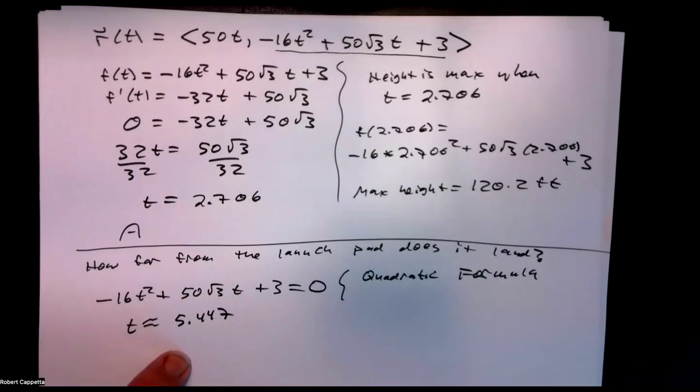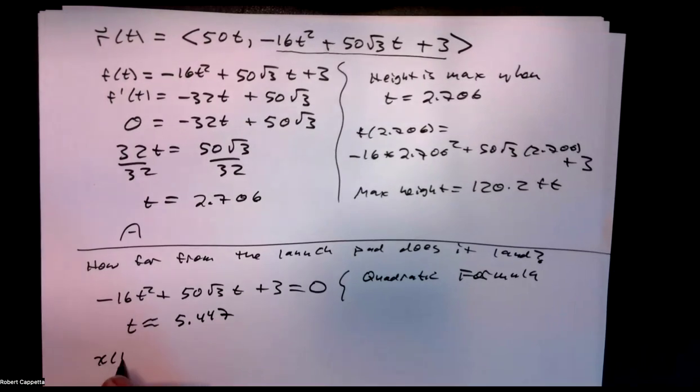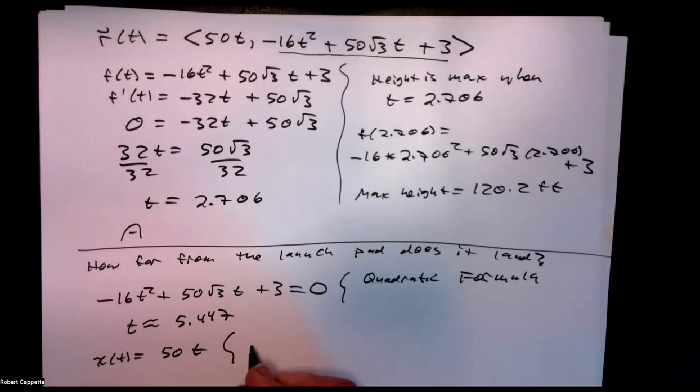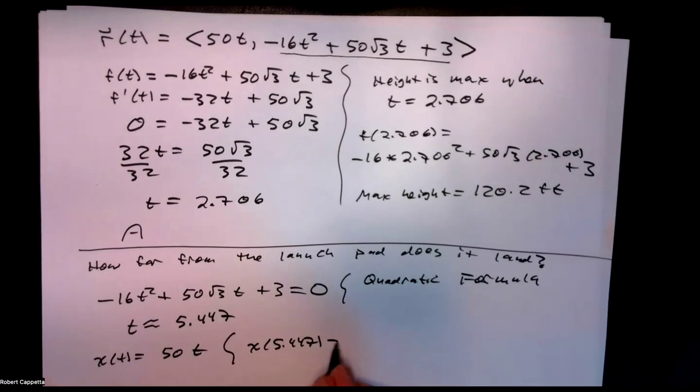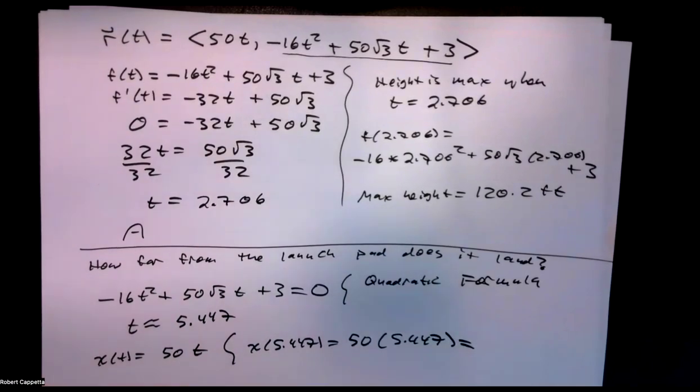So how far from the launch pad does it land? How do I answer that question? I've got to look at this function, 50t, or maybe call it x of t, is 50t. So what is x of 5.447? That's 50 times 5.447. What does that give me? 50 times 5.447 gives me 272.4 feet. So that's about how far from the launch pad that it lands.